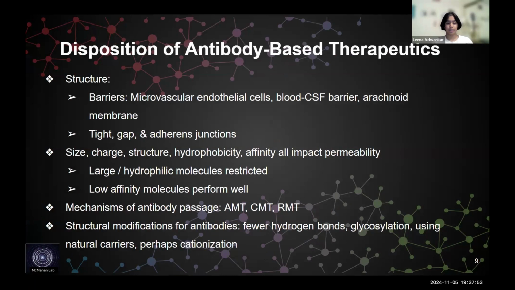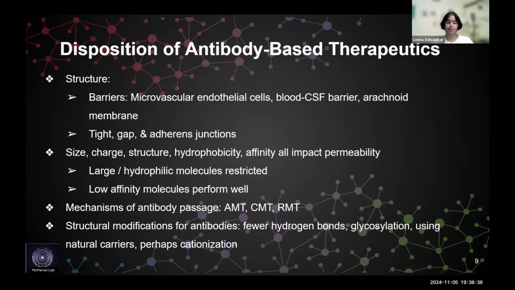So we talked about the structure of the blood-brain barrier a bit before, but we need to go more in depth into specifically how the molecule will get through it. The structure of the blood-brain barrier is very important to consider when addressing the challenge of optimizing a molecule to get through it. So there are three barriers: the microvascular endothelial cells, which make up most of the barrier, the blood and cerebrospinal fluid barrier, and the arachnoid membrane. It is also important to note how the cells are arranged. Tight, gap, and adherens junctions all play a huge role in how molecules are able to get through the blood-brain barrier. Tight junctions, which contribute to the blood-brain barrier selectivity, are especially important.